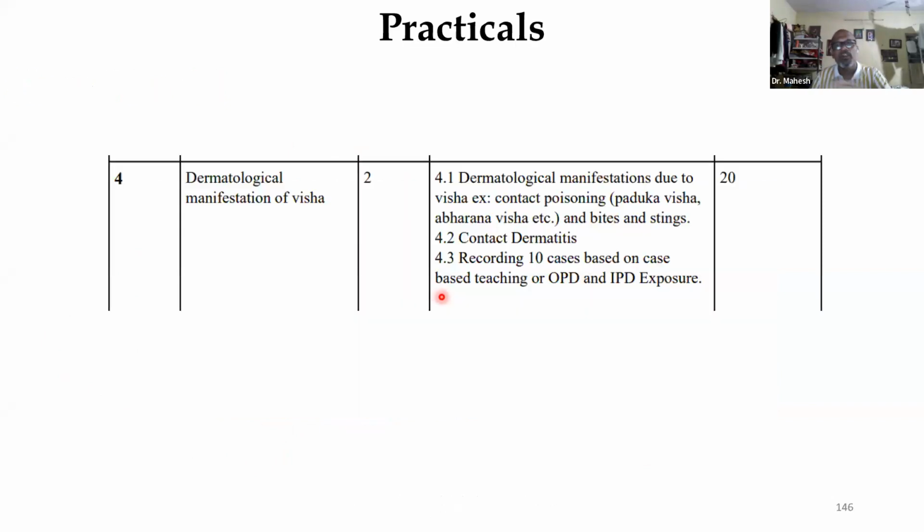Okay, so when we treat for the Hetu, 100% we get this kind of outcome. Now, in clinics, there is a 20-hour clinic. Dermatological manifestations due to Visha, contact poisoning, Padukavisha and all, bites and stings, contact dermatitis. Recording 10 cases based on case-based teaching or OPD or IPD exposure. Okay, now here, what is said is, if you don't have OPD, no problem.